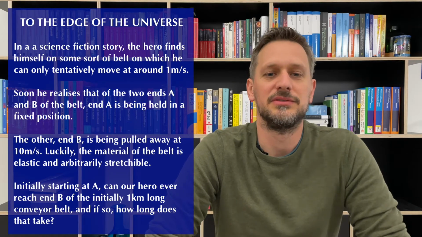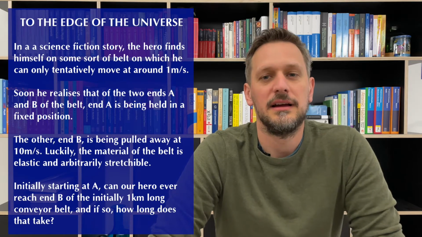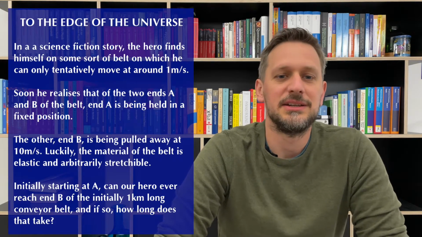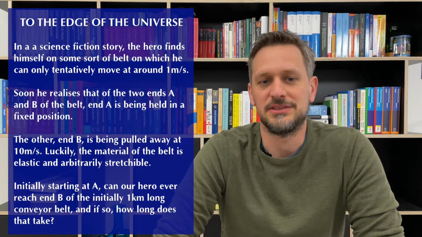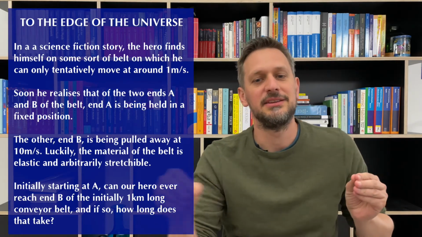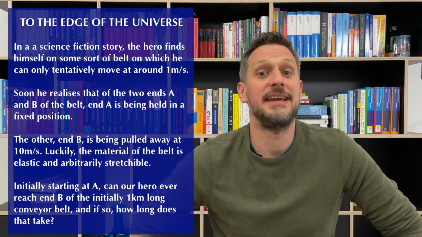Exercise: to the edge of the universe. In a science fiction story, the hero finds himself on some sort of belt on which he can only tentatively move at around 1 meter per second. Soon he realizes that of the two ends, A and B, of the belt, A is being held in a fixed position. The other end, B, is being pulled away at 10 meters per second. Luckily, the material of the belt is elastic and arbitrarily stretchable. Initially starting at A, can our hero ever reach end B of the initially 1 kilometer long conveyor belt? And if so, how long does it take?